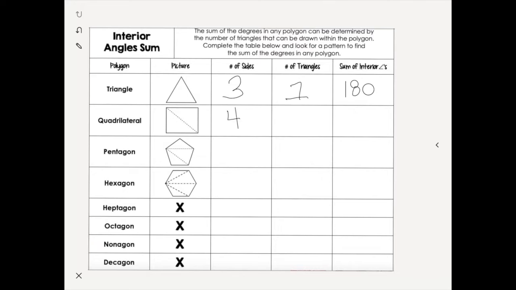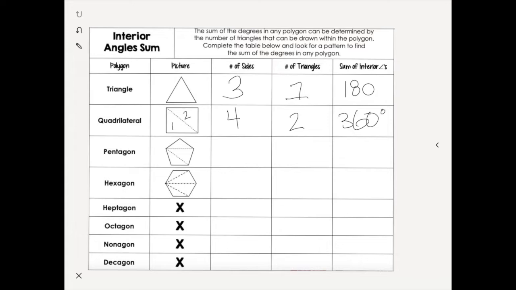In terms of a quadrilateral, it is a 4-sided figure. And the number of triangles, we have 1 triangle and we have 2. So there are 2 triangles. And if each triangle is 180 degrees, that's 180 plus another 180. That means there's 360 degrees in a 4-sided figure.